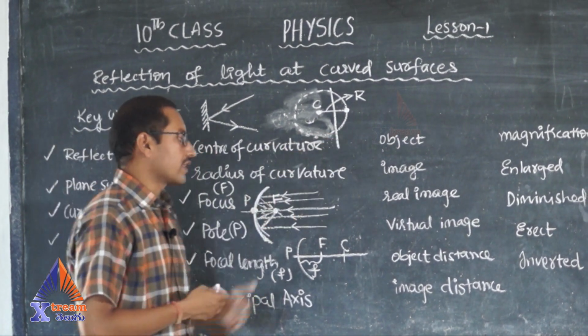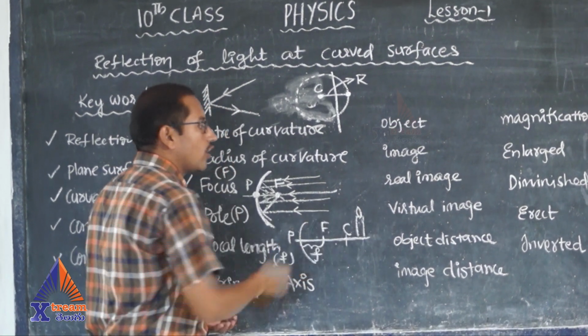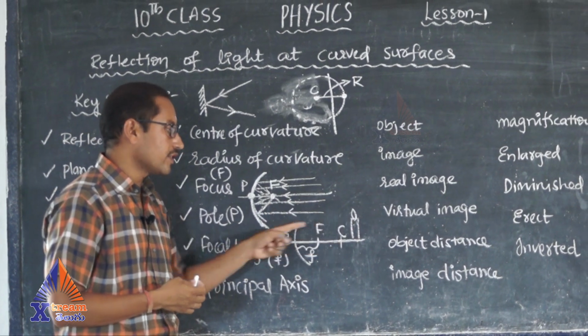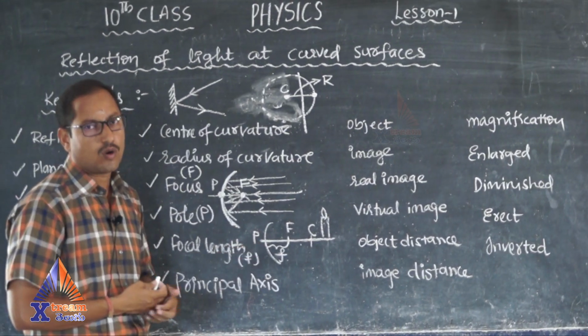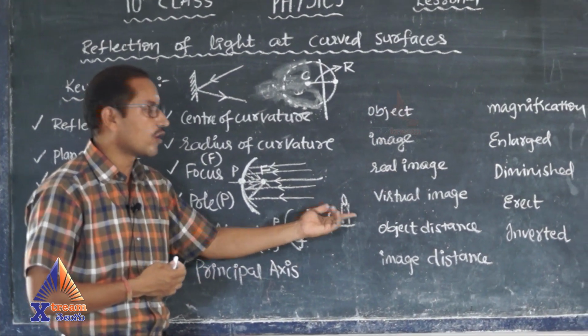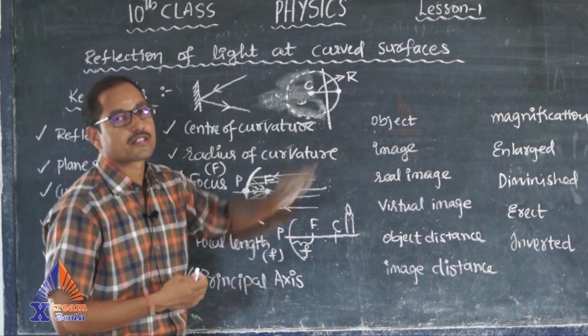Now what is object? Any material or any object whose image is to be seen in the mirror, or through this mirror we have to observe the image of this particular object, then this is termed as object.